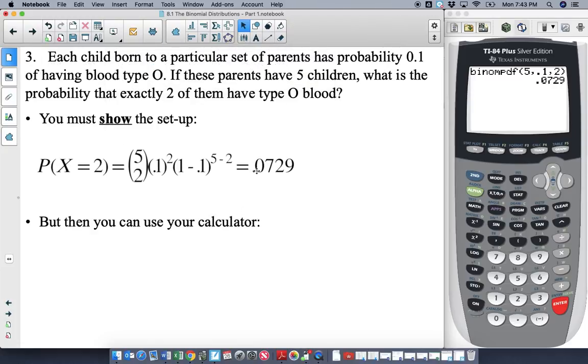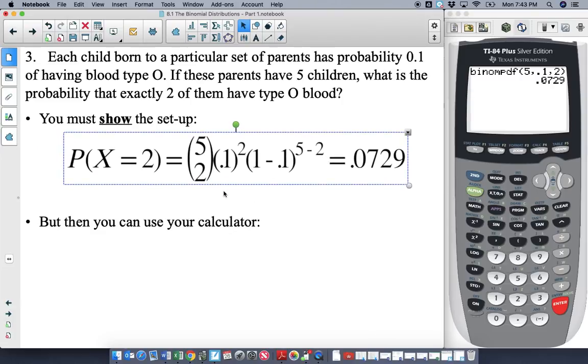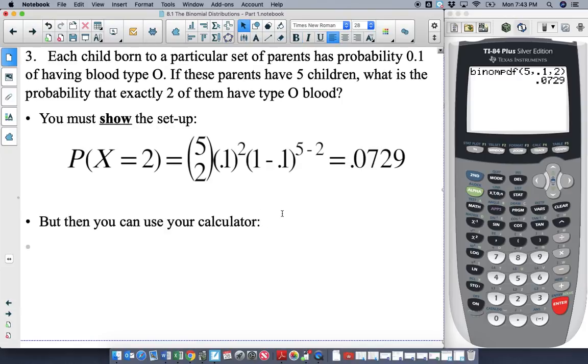Okay, now let me move this down here so you can read it. All right, so again, you have to show this work to get credit. Then you can punch it into your calculator. So in the calculator we did binomial PDF of 5, 0.1, 2.